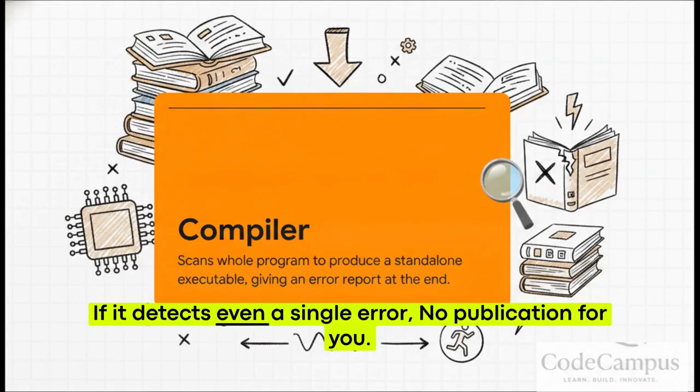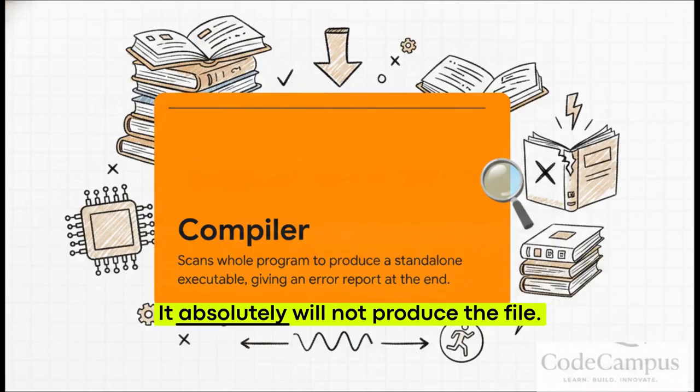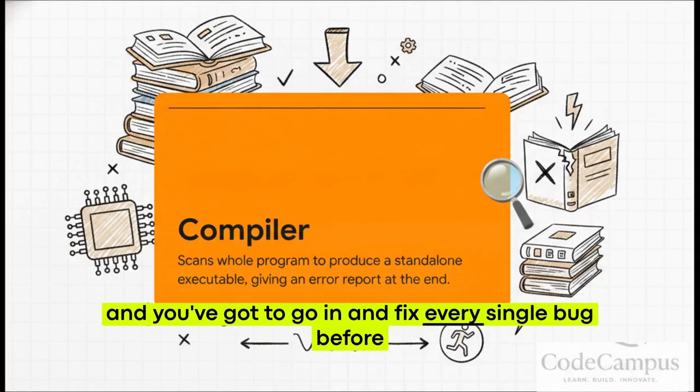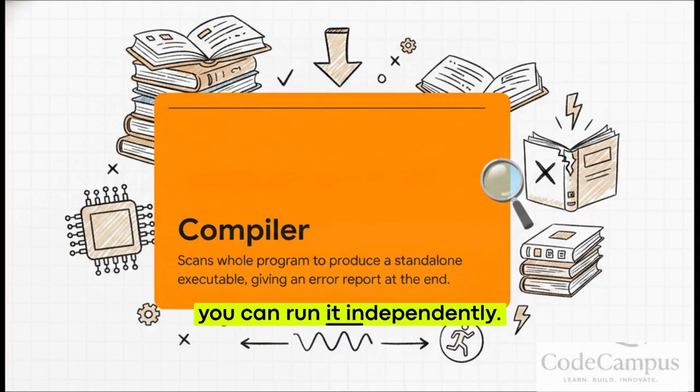If it detects even a single error during the scan, no publication for you. It absolutely will not produce the file. Instead, it hands you a full error report for the whole code, and you've got to go in and fix every single bug before you can run it independently.